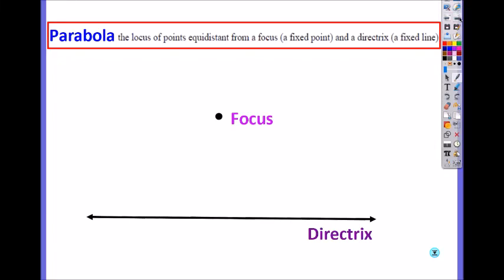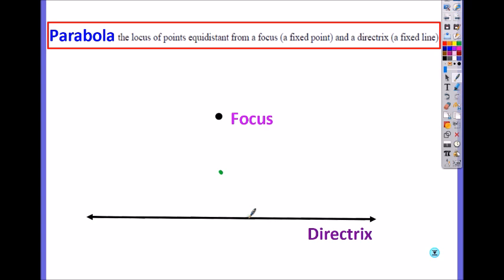A parabola is the locus, the set of points equidistant from a focus, a fixed point, and a directrix, which is a fixed line. Here, of course, we can find the midpoint, the equidistant point, by constructing the perpendicular bisector, but we're going to just go ahead and use our two fingers, okay? It's like physics. Just use your hands from the point and the line and find the middle point.